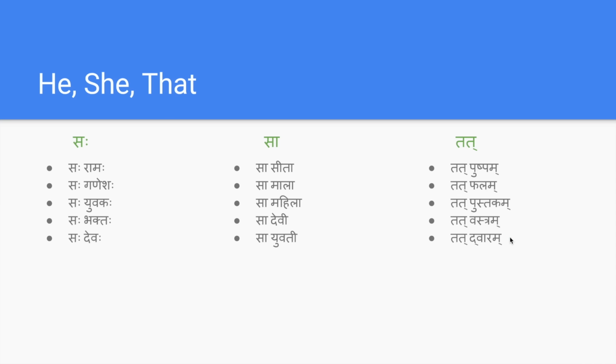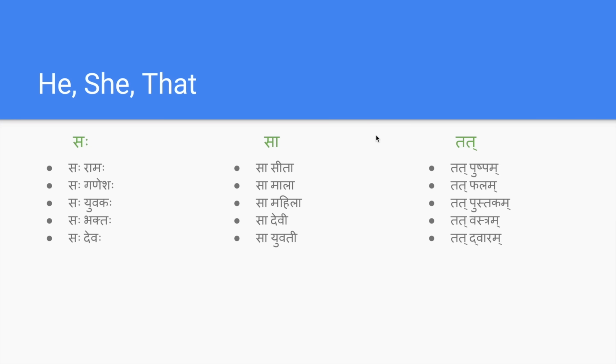Okay, so here you can observe, for he we will use saha, for she we will use sa, and for that we will use tat. So saha, sa, tat, these are the very important pronouns we generally use most of the time in Sanskrit.